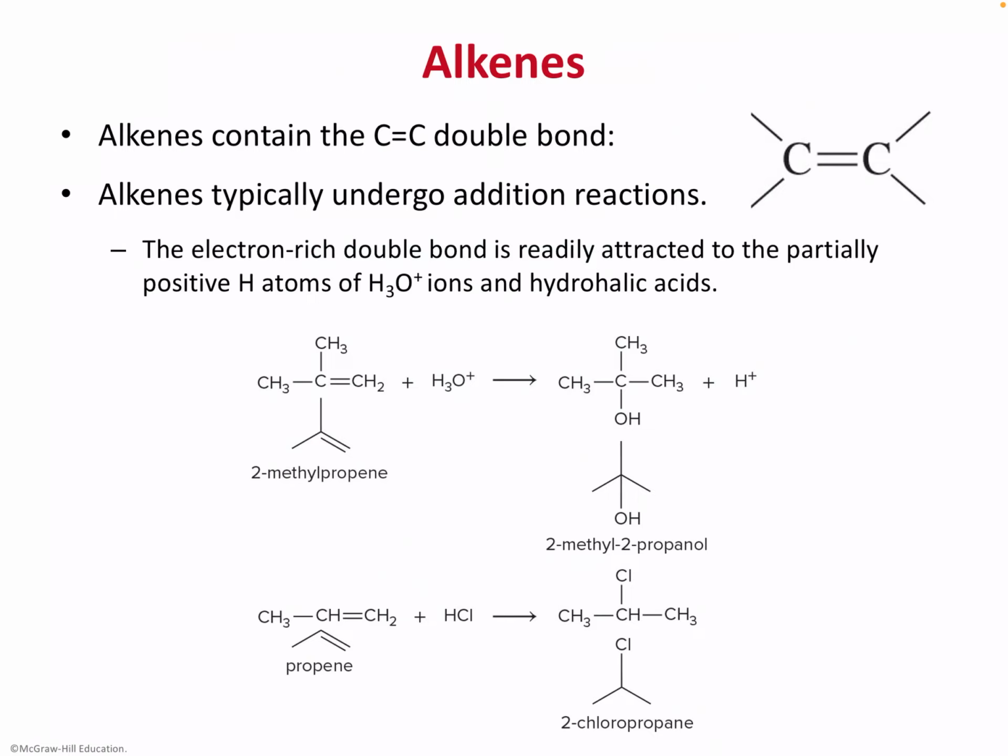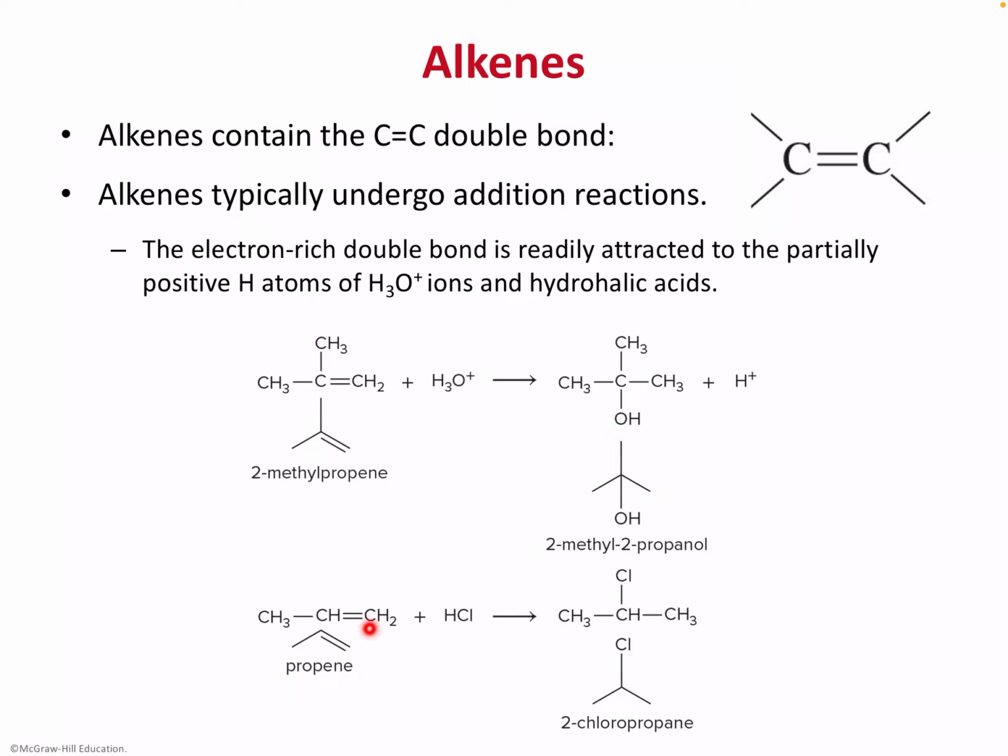And then alkenes. We came across alkenes before. They contain carbon-carbon double bonds and typically undergo addition reactions. The electron-rich double bond is readily attracted to the partially positive hydrogen atoms of hydronium ions and hydrohalic acids. Now this is our alkene. When you add a hydronium ion, hydrogen and OH can add across the double bond. So the hydrogen goes to here, and then the OH goes to this one. So that is an addition product.